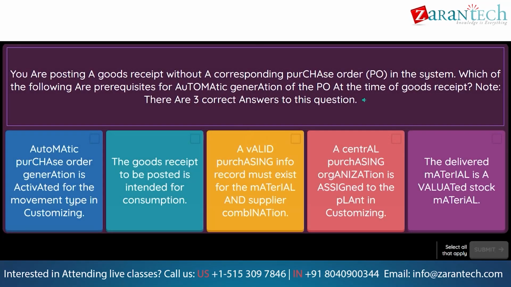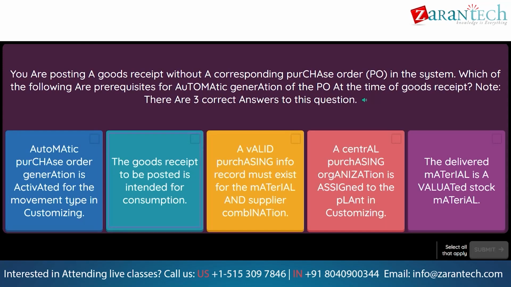Question: you are posting a goods receipt without a corresponding purchase order, PO, in the system. Which of the following are prerequisites for automatic generation of the PO at the time of goods receipt? Note, there are 3 correct answers to this question. Option 1: automatic purchase order generation is activated for the movement type in customizing.